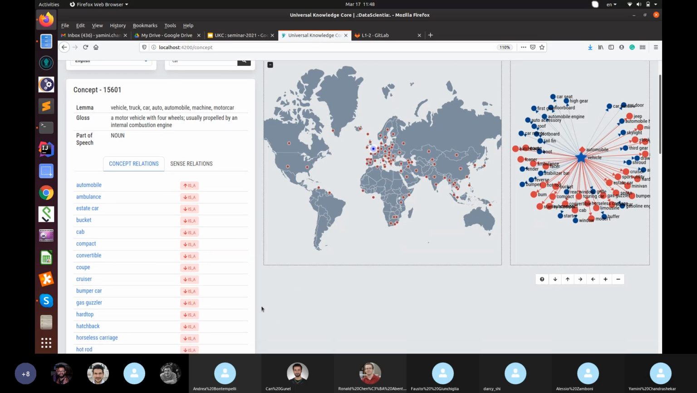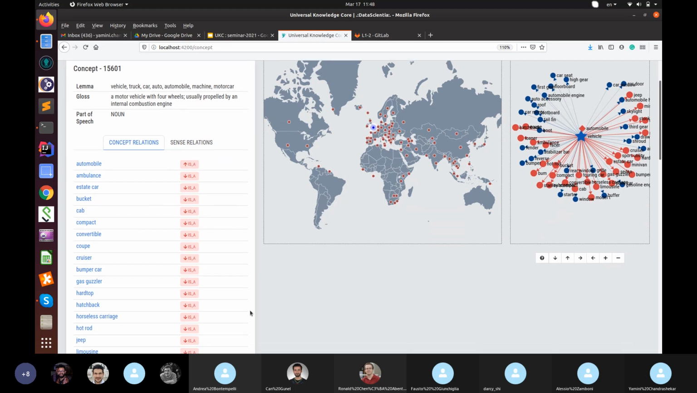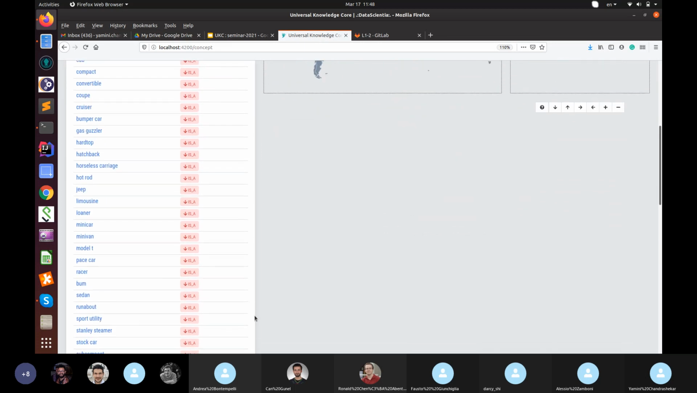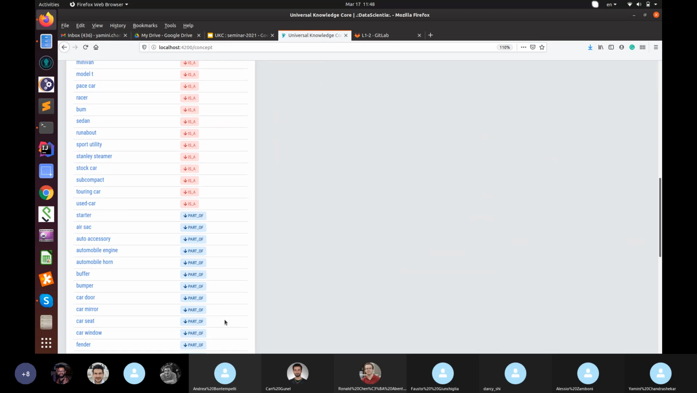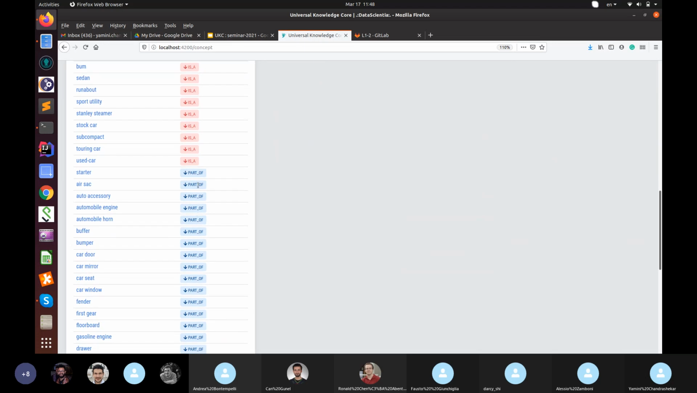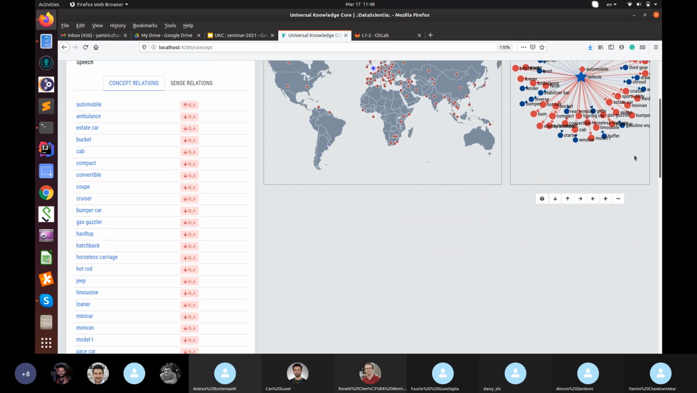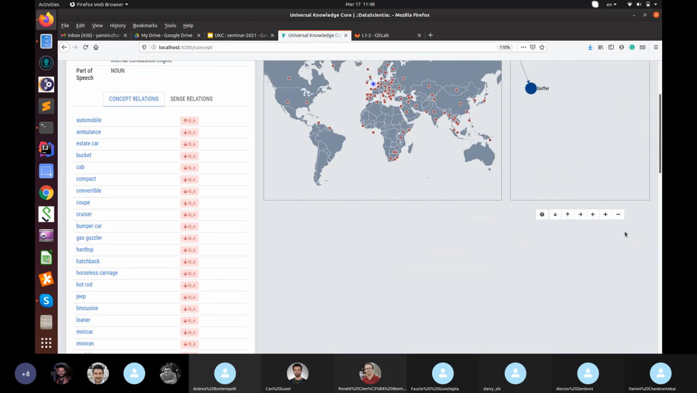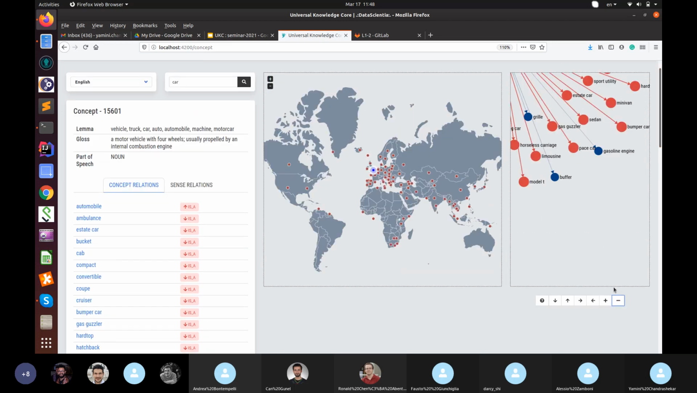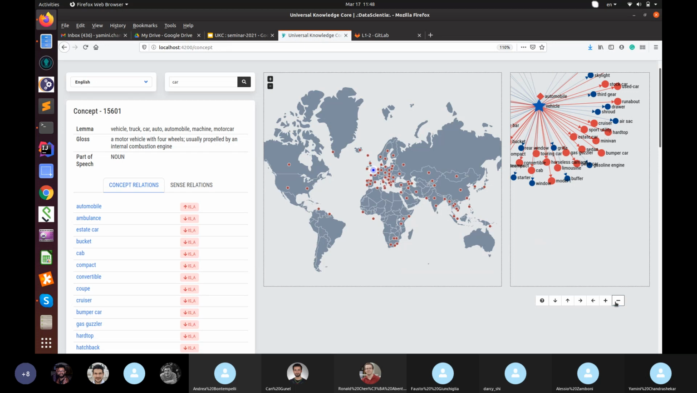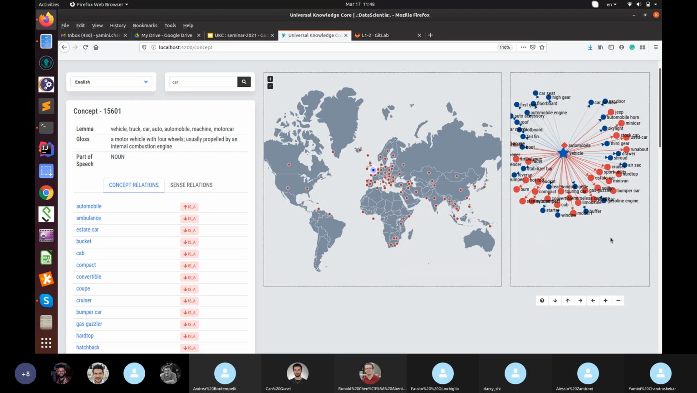So here we have the different concept relations. So a car is an automobile and ambulance and so on, in any way it is connected. And the next, this is just one type of relation. So it also has the part of relation, which is showcased on the right side here, which we can zoom in and look at the particular component that we want to see.